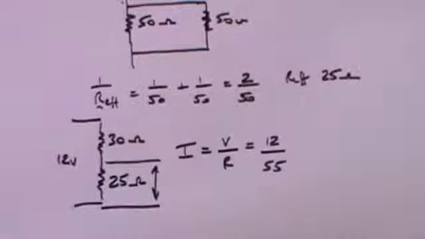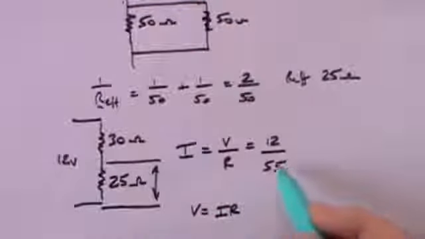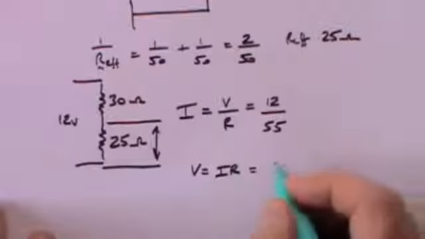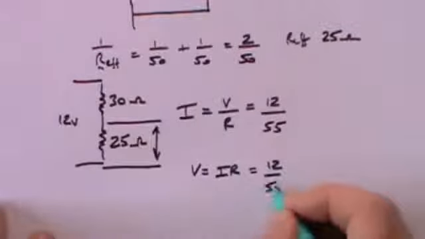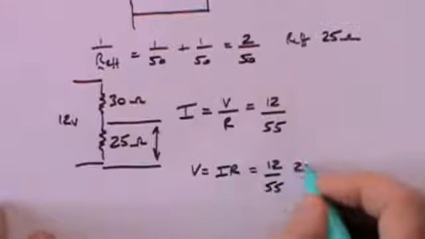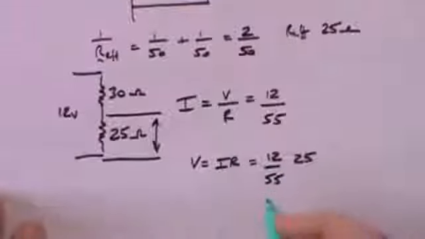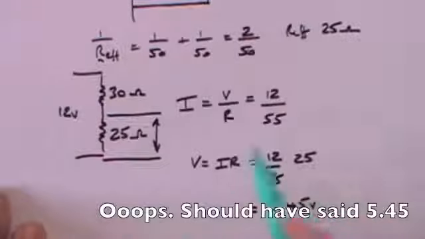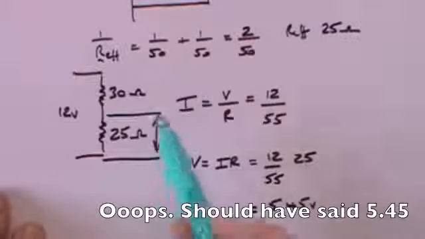Well, that is going to be, again, V equals IR. We know what the current is, and we know what the resistance is, so the potential difference is going to be the current, 12 over 55, times the resistance, which is 25. And that's going to equal 5.54 volts. So the potential drop across just that section is 5.54 volts.